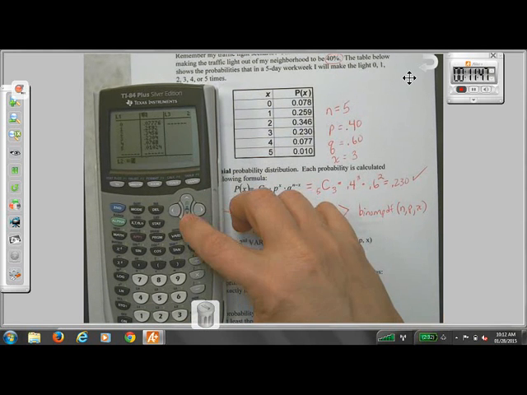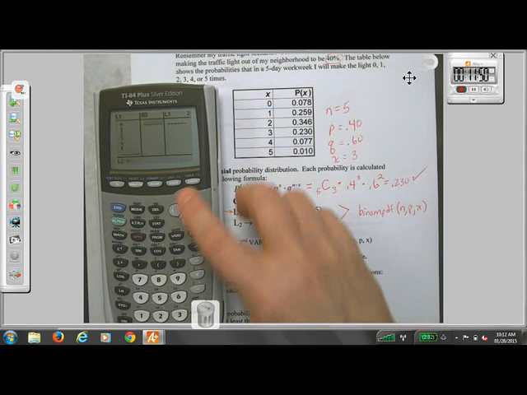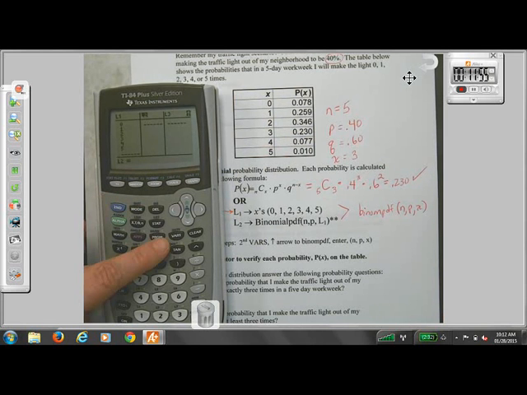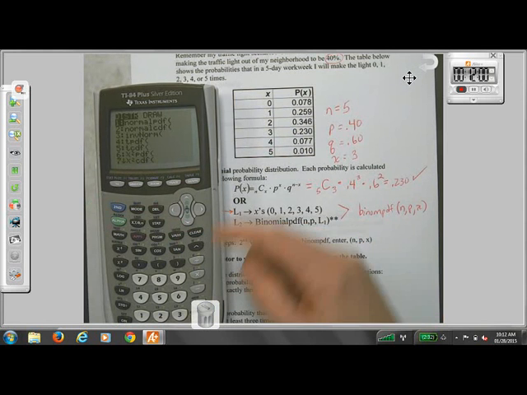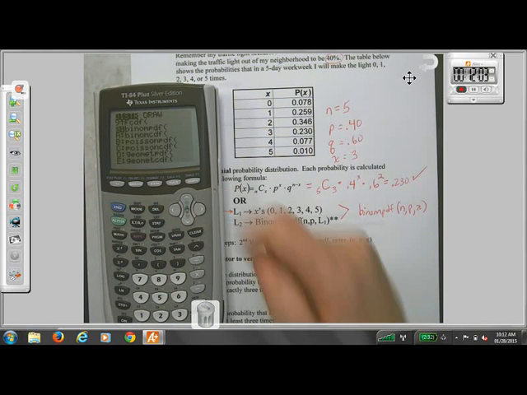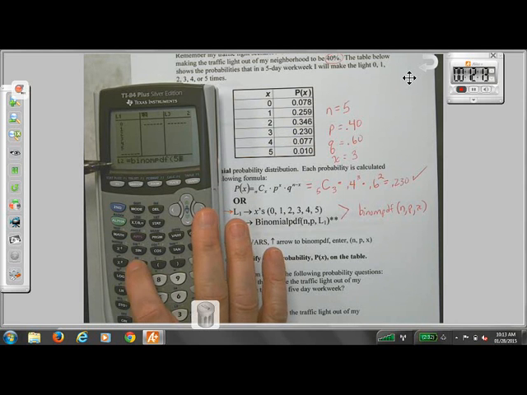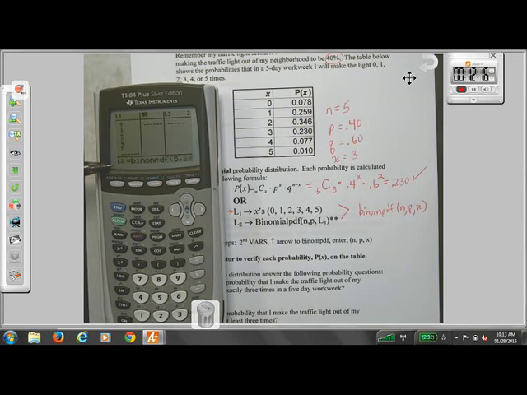All right, I'm going to clear this out and show you one more time. Second key, vars key. Oh, wait. Second vars. Arrow up for binomial PDF. Hit enter. And now we're going to enter in N, which is 5 in this case, comma, 0.4. Remember the comma is above the number 7. And another comma. And second, list 1.